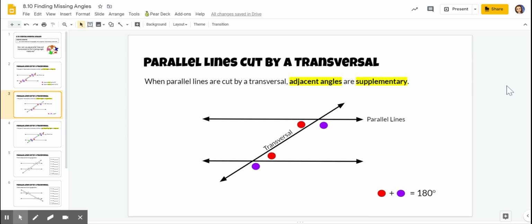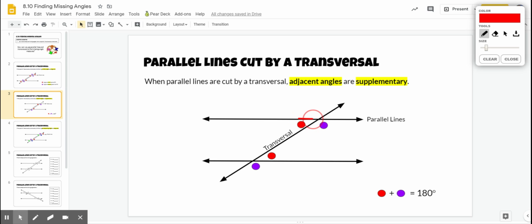When we have parallel lines cut by a transversal, we also get these adjacent angles. And you'll remember that adjacent angles mean that they are next to one another. They're kind of like next door neighbors. And so here we have our red angle. And right next to that red angle, we have a purple angle. They share a vertex and they share this common side that you can see.